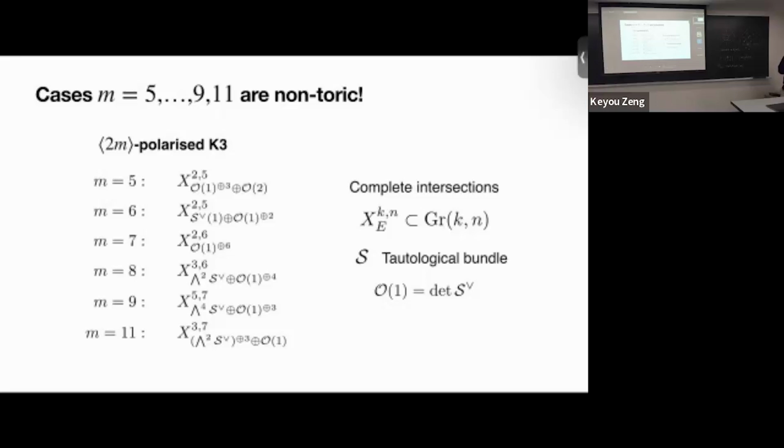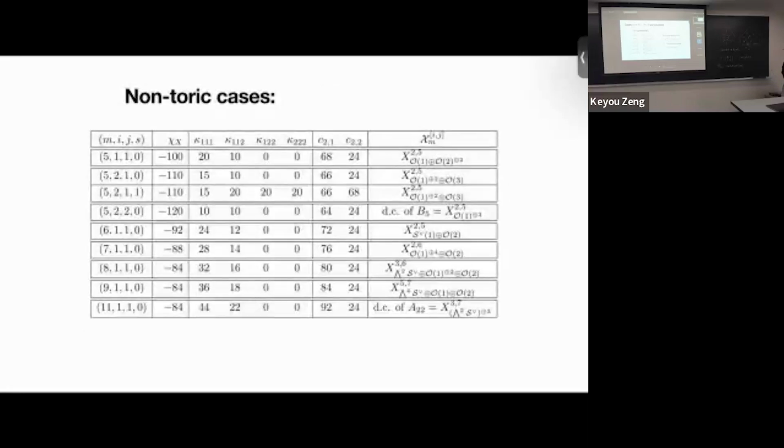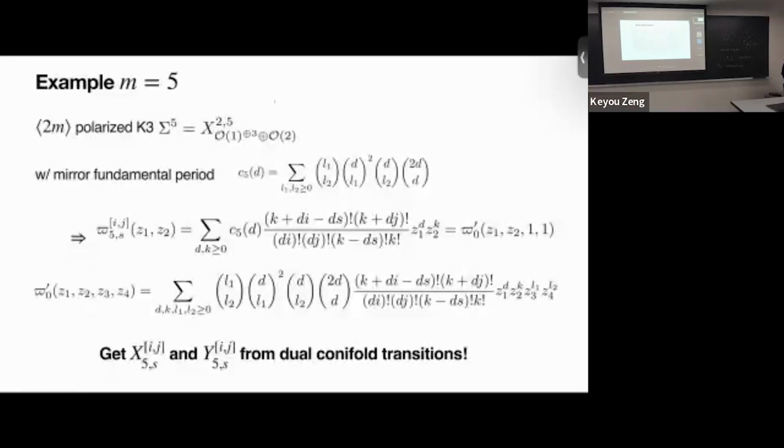Okay, but this was all just the case where we expected a connection to toric geometry. For cases M equals 5 through 9 and 11, they're not toric. There's no reason to expect a direct toric connection. In fact, you're getting complete intersections of Grassmannians. You're messing around with the tautological bundle or the determinant of the dual tautological bundle. Anyway, there's a way to do these using Grassmannians, okay? And once you've done that, you now get a much broader range of examples, okay? And these are examples that you could not access using the toric methods.